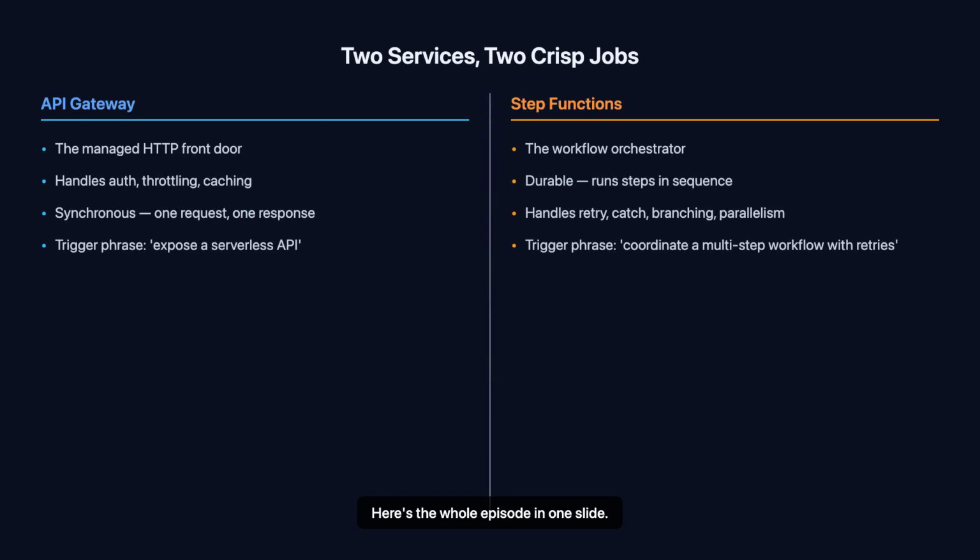Here's the whole episode in one slide. Each of these 2 services has a crisp job and a keyword that triggers it. When a scenario says expose a serverless API, that's API Gateway, the managed HTTP front door that handles authorization, throttling, and caching, 1 request in, 1 response out. When a scenario says coordinate a multi-step workflow with retries, that's Step Functions, the orchestrator that sequences steps, retries failures, catches errors, and runs branches in parallel. Lock those 2 trigger phrases in, and the right service choice follows directly from the requirement.